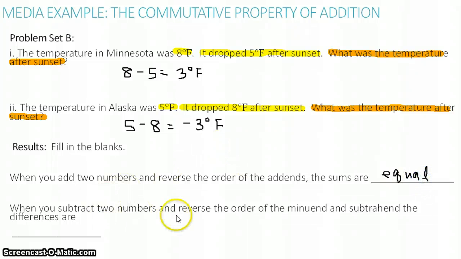And when you subtract two numbers and reverse the order of the minuend and the subtrahend, that's these two numbers here, the differences are opposites.